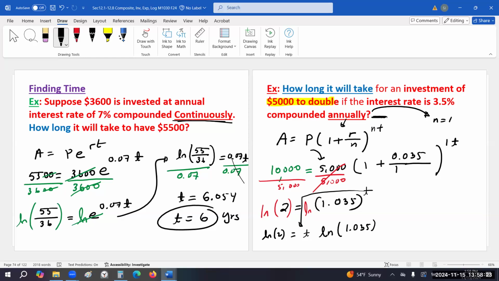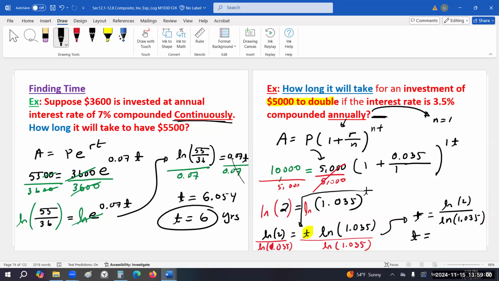What is our last step? By? Our goal is to get the t alone, right? So dividing by ln 2 doesn't help us. We need to divide by this, 1.035. So t equals ln of 2 over ln of 1.035.